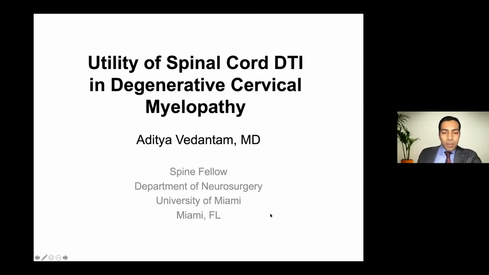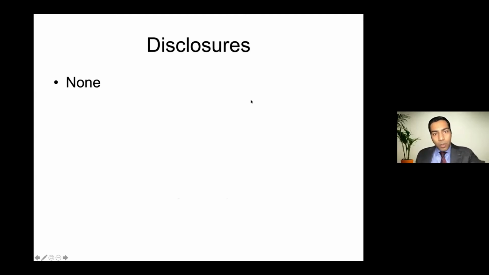I'm one of the spine fellows here at the University of Miami. Today, I'll be talking about the utility of spinal cord diffusion tensor imaging, or DTI, in degenerative cervical myelopathy. I have no relevant disclosures.